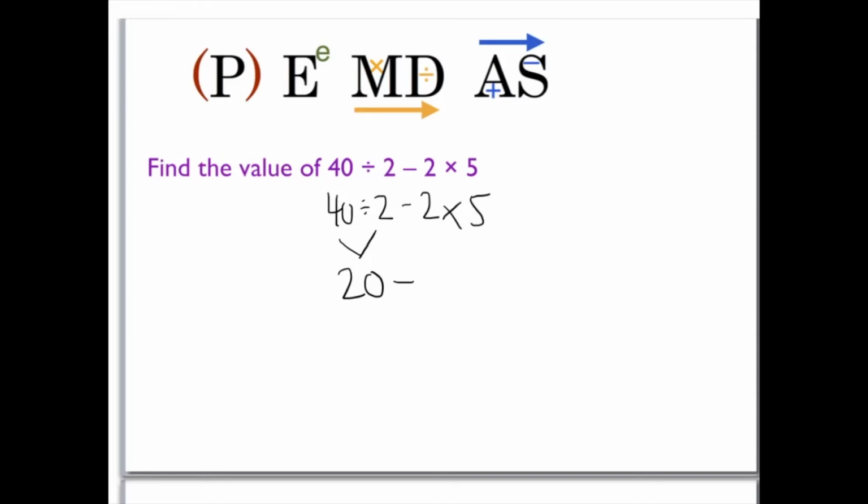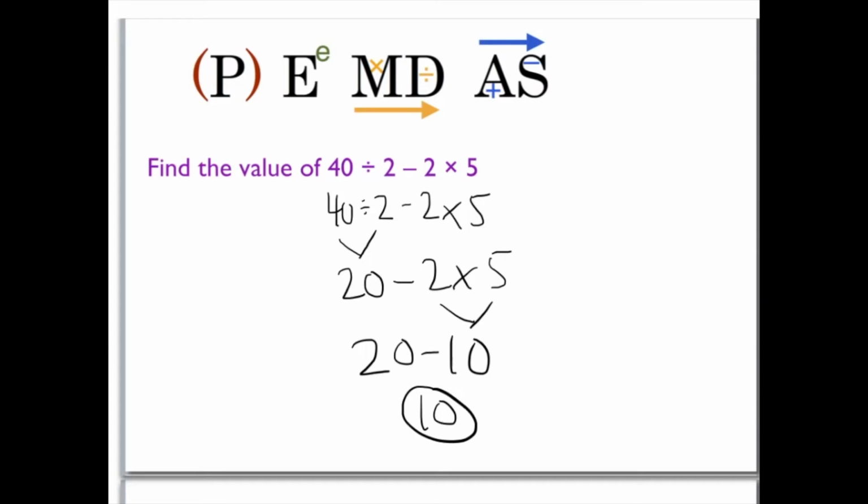And I'm going to continue to write the rest of the problem down just like I usually do. So we've got 20 minus 2 times 5. Now, we have multiplication in there, which again comes before subtraction, so we're going to do that problem. We'll get 10, bring that 20 minus down, and 20 minus 10 should be pretty easy. It gives us 10.